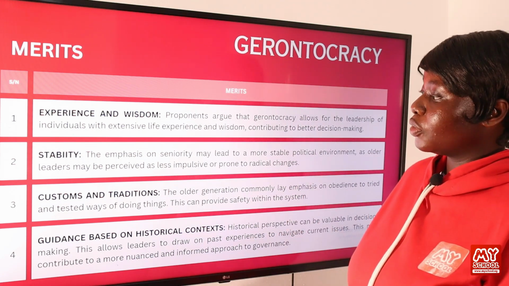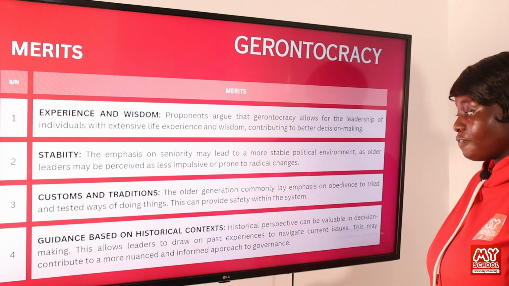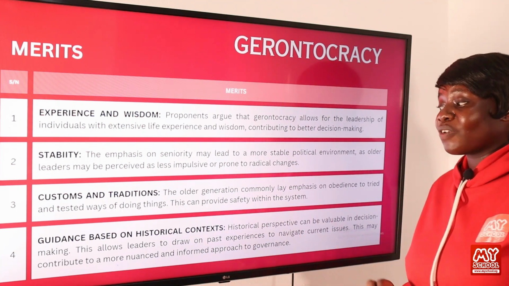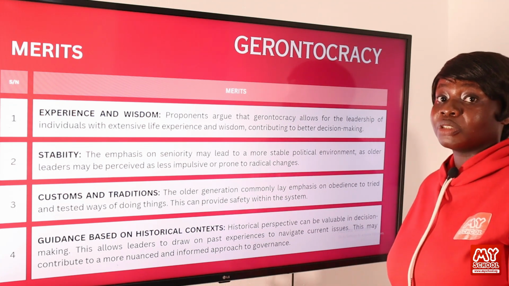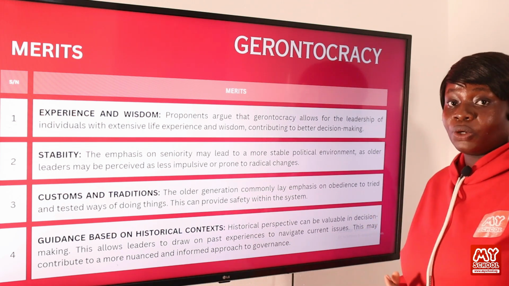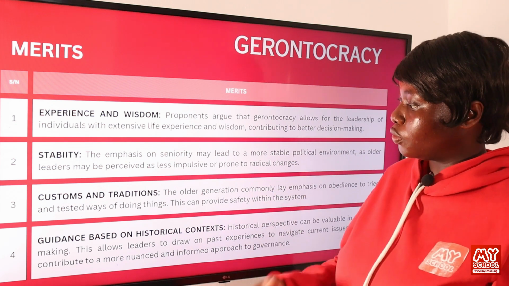Another merit of gerontocracy is customs and traditions. The older generation commonly lay emphasis on obedience to tried and tested ways of doing things, and this can provide safety within the system. This is why most of us like to stick to customs and traditions, because they have been tried and tested, and it makes things more secure. It creates some form of comfort in the minds of members of the society.